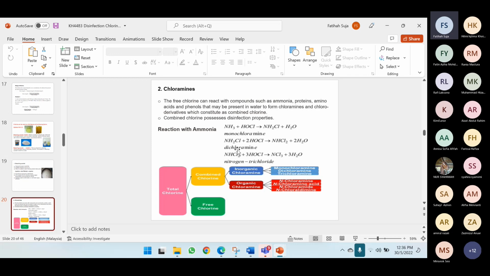Why don't you just use chlorine? Why do you need to use combined chlorine? There must be something why you use this chloramine. So combined chlorine can be in terms of inorganic chloramine or organic chloramine. So you don't have to detail out or memorize all the terms for this chloramine, but I want you to understand that you can use free chlorine like what you did from the previous slide, and you can also use combined chlorine by reacting the hypochlorous acid with ammonia. Okay.